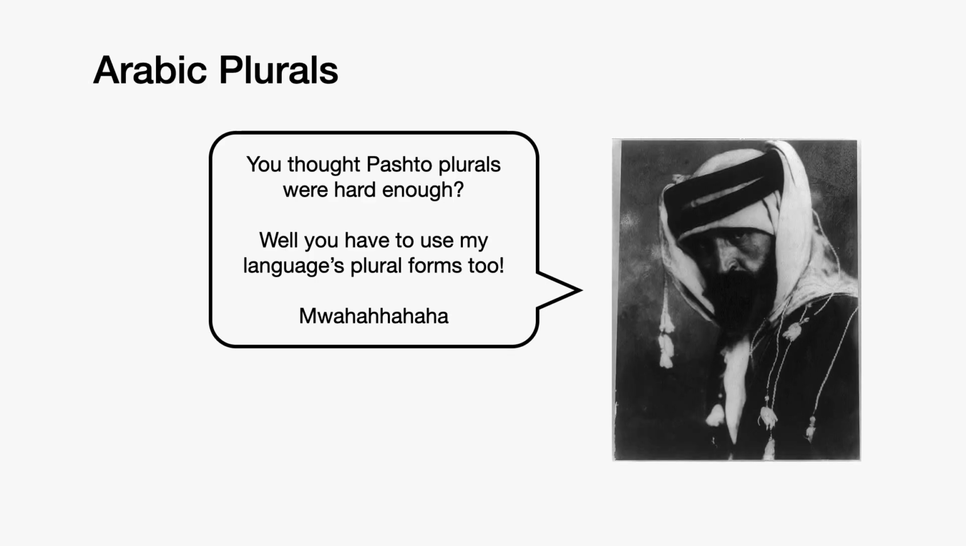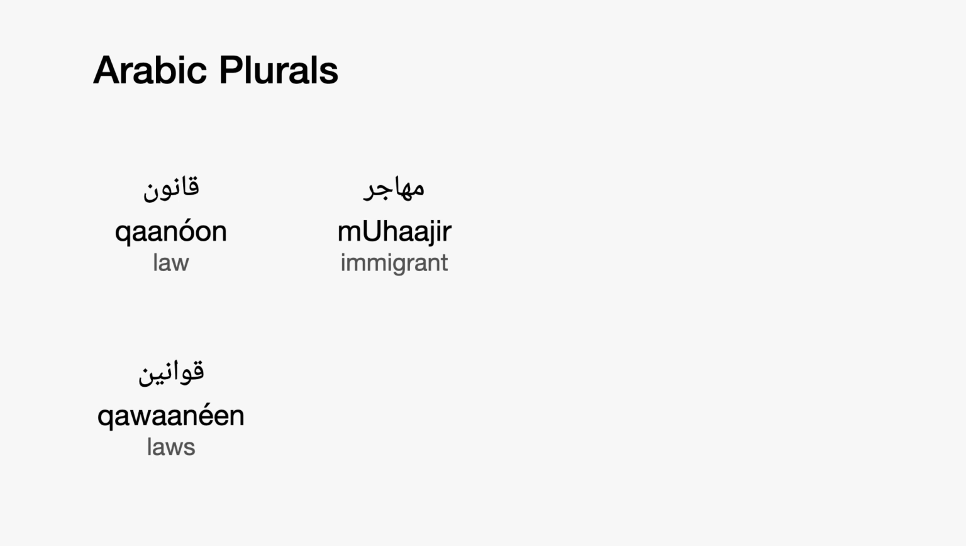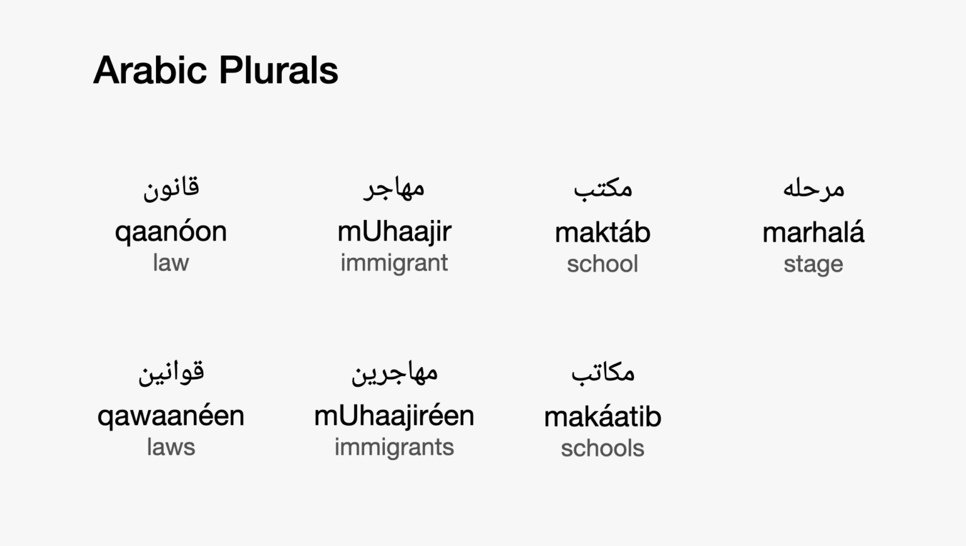There's also Arabic plurals in Pashto. There's a lot of Arabic words that have come into Pashto, and people use their special Arabic forms with them as well sometimes. For instance, kanun is law, and kawanin is laws. Muhajir is an immigrant. Muhajirin is immigrants. Okay, that looks like a bit of a pattern, but then there's other ones like maktab, which is school, or makatib for schools. We have marhala for stage, as in a stage in a process, and marahil for stages.